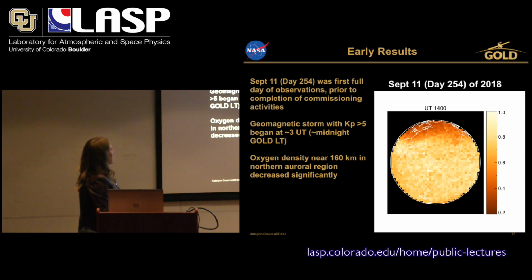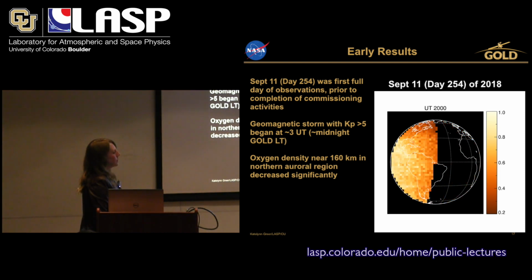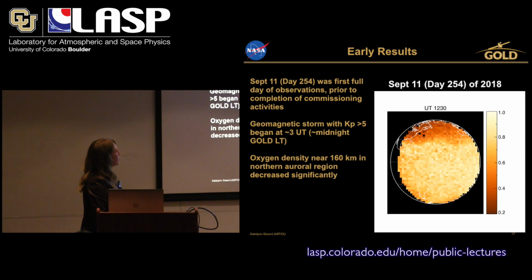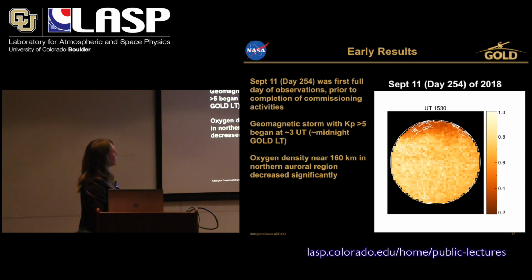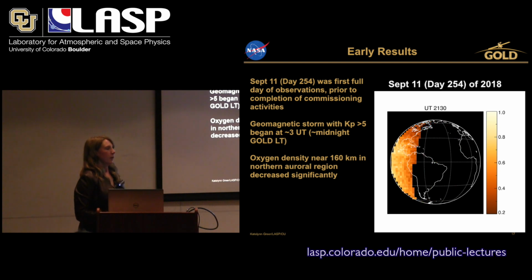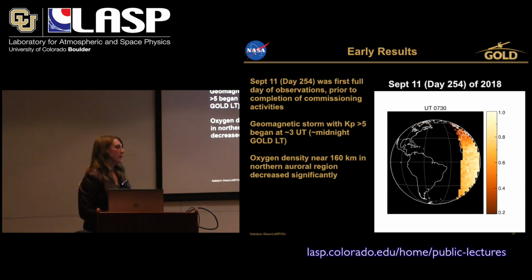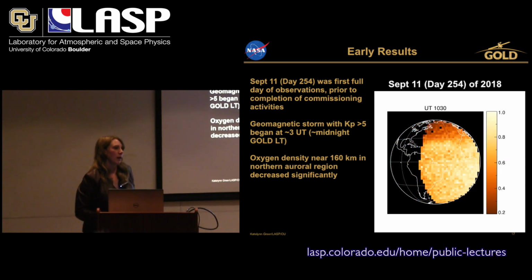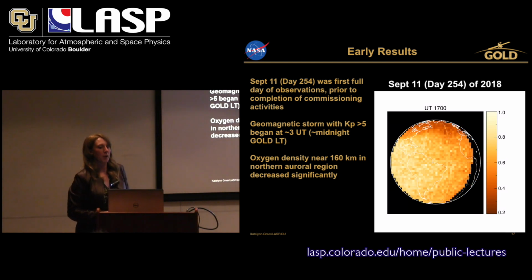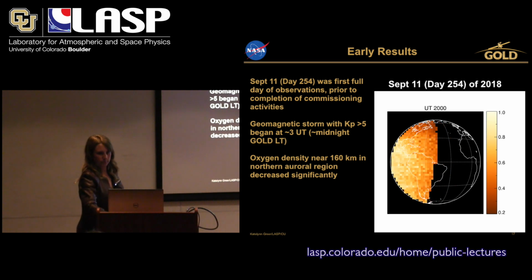And what we saw was, in this animation, you'll see that this is the oxygen to nitrogen ratio. And what we're interested in seeing here is there is a depletion, or a darker color, in the northern hemisphere. That means that the oxygen was depleted. And we were really happy to see this because it meant that our instrument was operating as we had hoped it would operate.